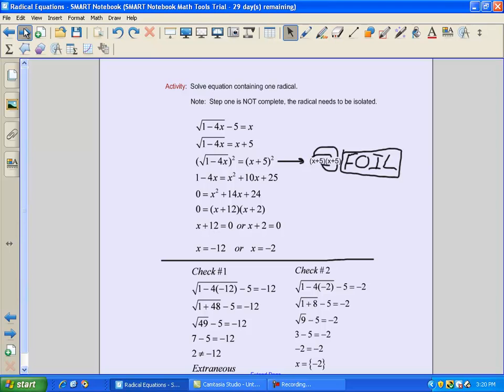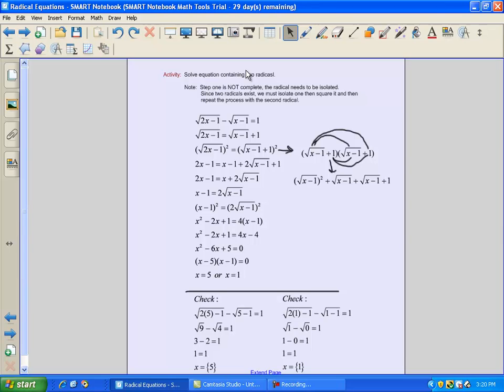In our last example here, our last activity, we're going to notice something slightly different. You'll notice that we have two radicals.